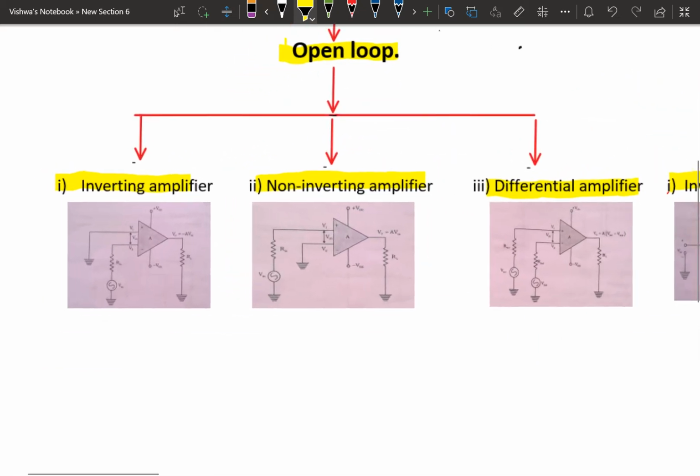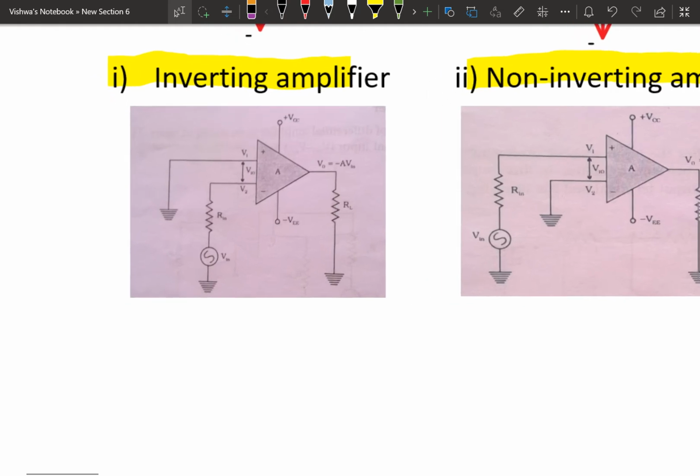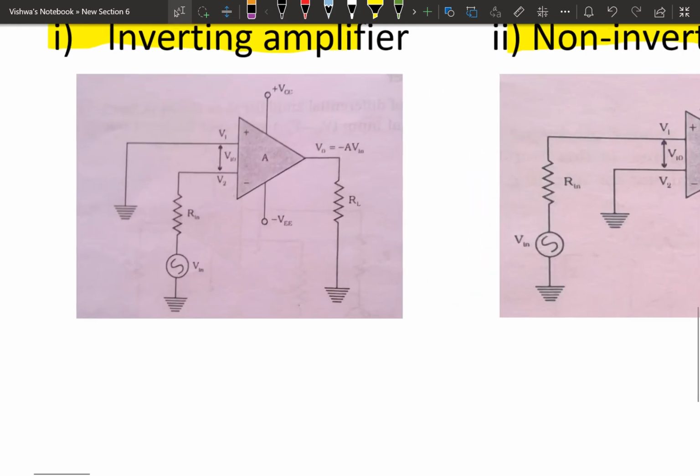So first, let's see what open loop is. Here open loop means we are not going to connect a circuit relating output and input, which we call a feedback circuit. So there is an absence of a feedback circuit in the configuration of the op-amp. Such a circuit we call an open loop configuration. One such configuration is the inverting amplifier in the open loop configurations.